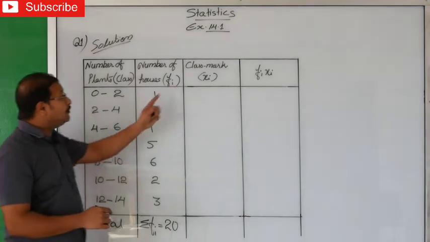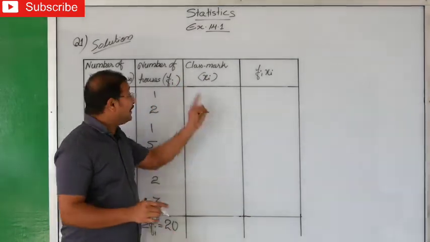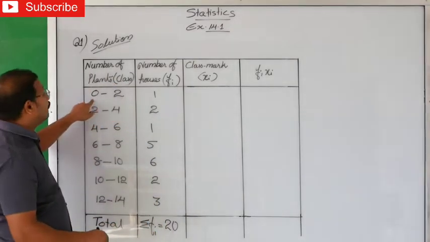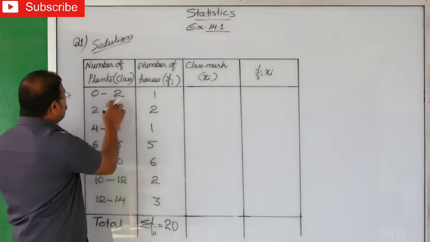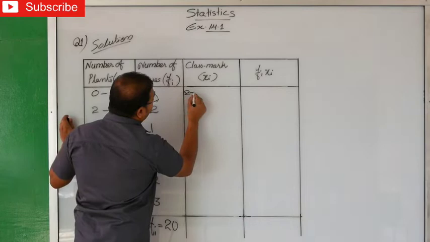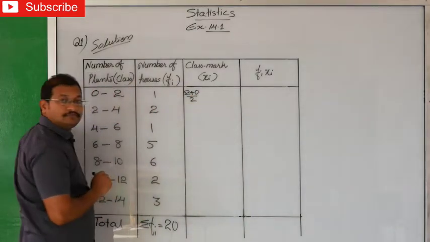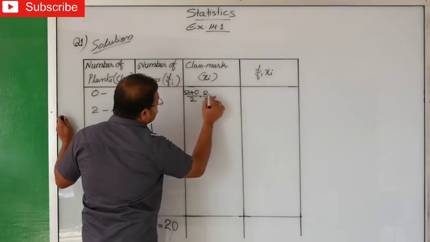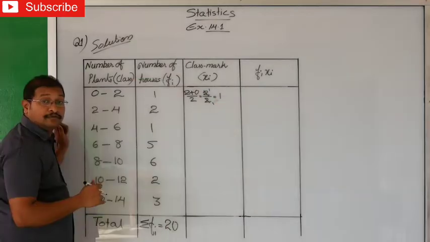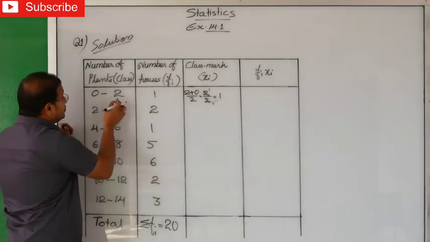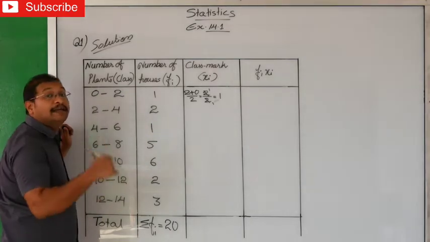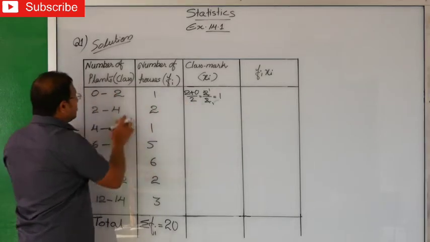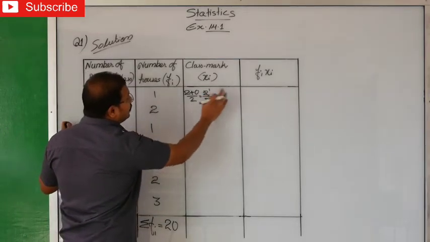Ready? After that, now we will go for class mark. That will be called Xi, class mark. Class mark means we will take upper limit plus lower limit divided by 2. That means 2 plus 0 by 2. 2 plus 0 means 2. 2 by 2, we will cancel by 2. 2 ones are 2. So we will get 1. Have you got it? Class mark means upper limit plus lower limit divided by 2. That is 2 plus 0 by 2, that is 2 by 2 equals 1.